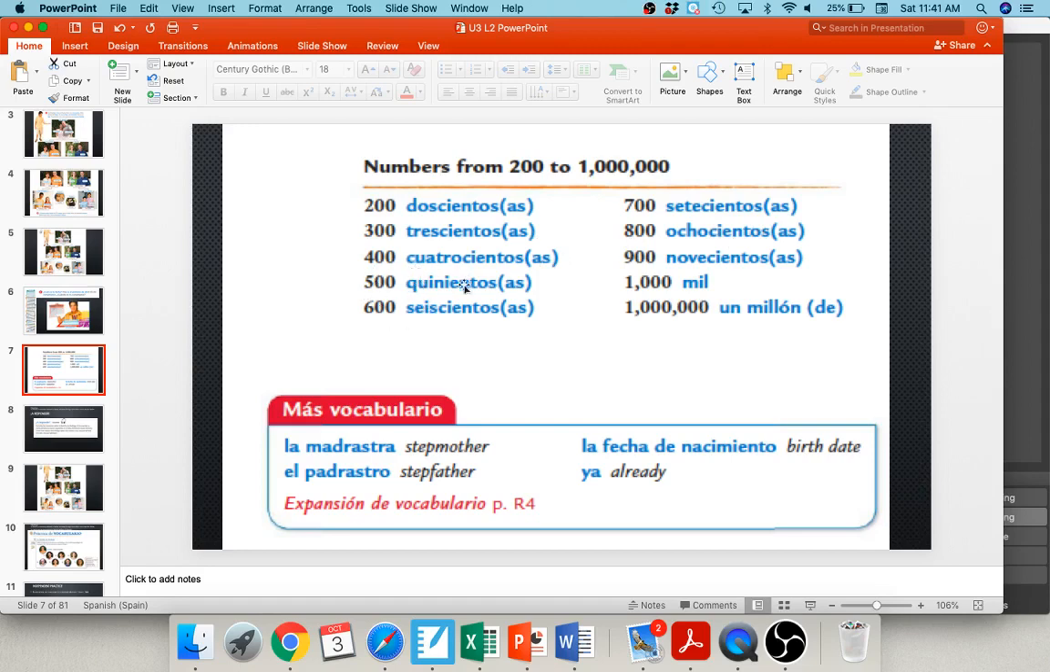500 becomes, instead of cincocientos, quinientos. 700, instead of sietecientos, becomes setecientos. Notice there's no I there. 900, instead of nuevecientos, becomes novecientos. So, not terrible. Those three irregulars, 5, 7, and 9. 500, 700, 900. And then, of course, you have 1,000, which is mil in Spanish, M-I-L, mil.